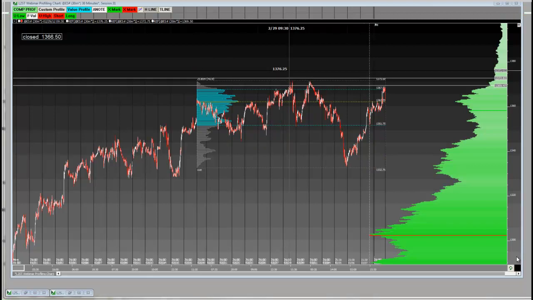What are the opportunities? Step 2, focus on finding low volume areas above value to short. Focus on finding low volume areas below value to get long at. Very simple, yet very effective. That's all you need to do, okay, for finding opportunities. That should be everyone's level of focus going into each trading day.